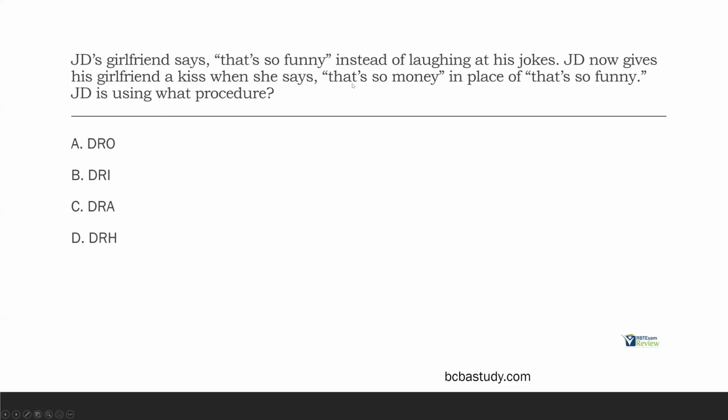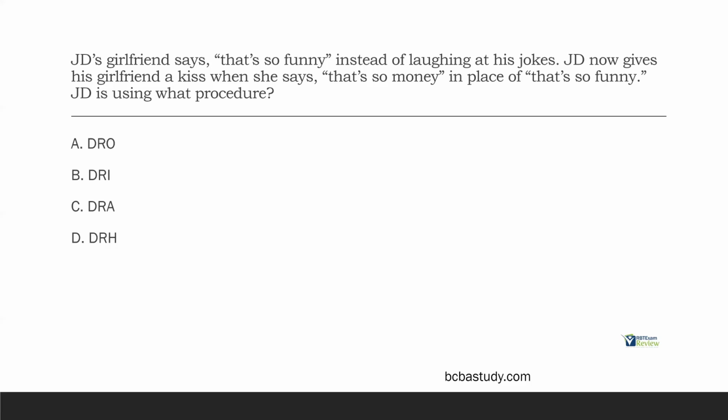JD's girlfriend says, "That's so funny," instead of laughing at his jokes. JD now gives his girlfriend a kiss when she says, "That's so money," in place of, "That's so funny." JD is using what procedure? All right, so clearly differential reinforcement procedure. Differential reinforcement: one behavior on extinction, another behavior we're reinforcing. In this case, what is JD's goal? JD's trying to replace "That's so funny" with "so money."